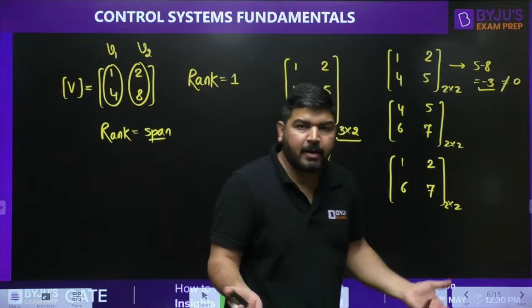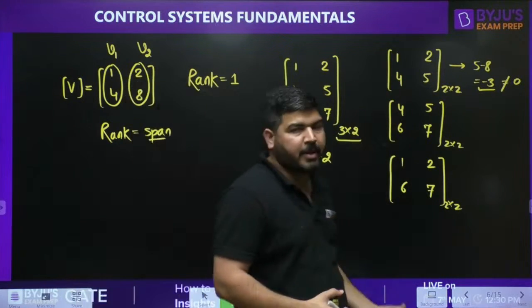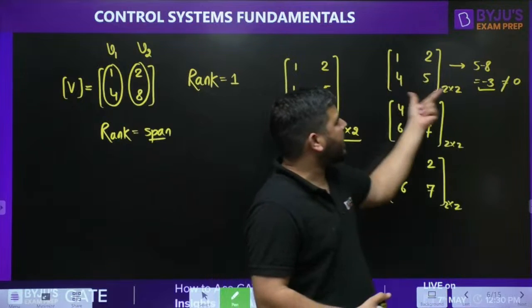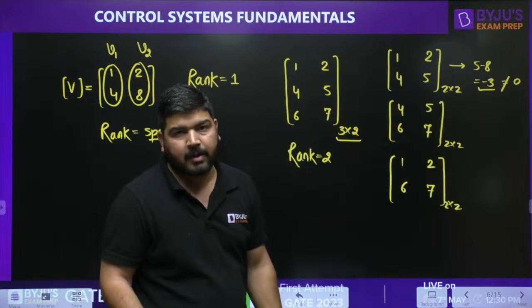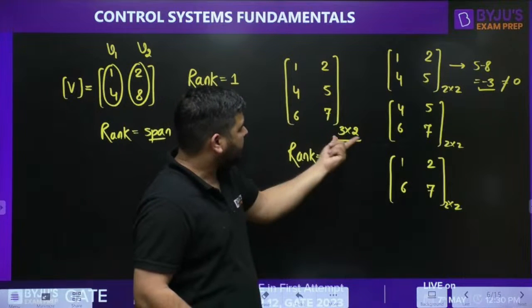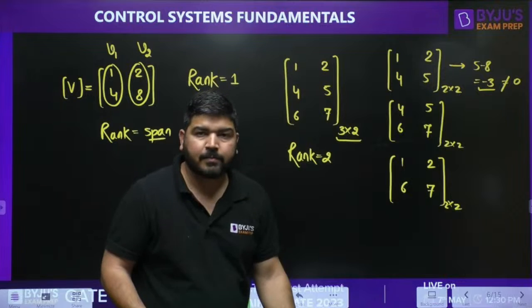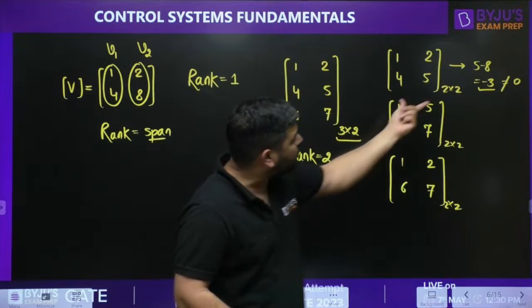There can be multiple ways. This method suits me because it's simple for me, as I can directly check the determinant, and if it is not 0, the rank is 2. For this matrix, rank cannot be 3. Why not? Because it's not a 3 by 3 matrix. You can't make it 3 by 3, but you can make 2 by 2.